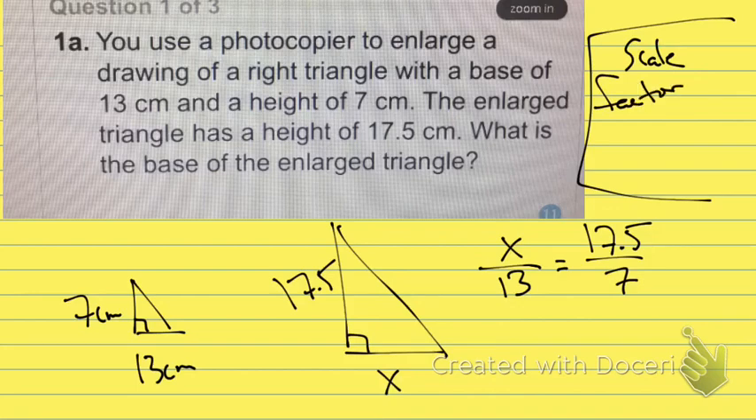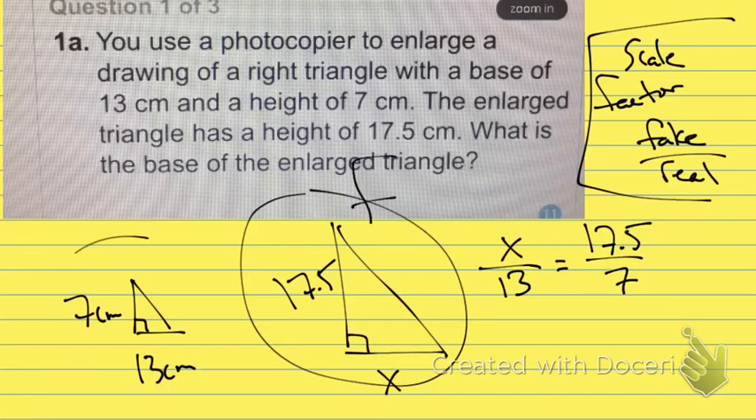Okay? And I always think of the scale factor as the ratio of the fake to the real. Okay, the new one to the old one. That's how it always works. I just like the words fake to real because in any situation, it kind of helps me keep it straight. So, which one's the fake one? The new one or the original one? The new one. Yeah. So like this one is my fake. This one is my real.